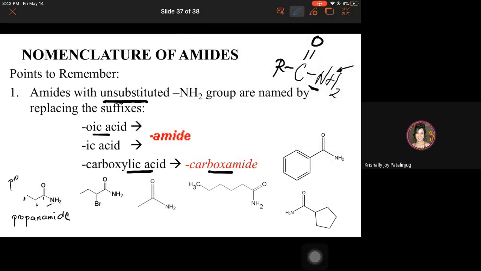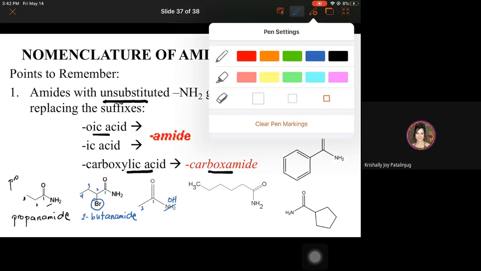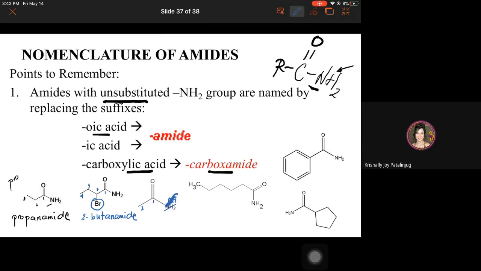Next is carbon 1, 2, 3, 4. This is butanoic acid, supposedly. Nga naay substituent sa carbon 2. So, 2-butan from oic acid, supposedly oic acid, change that to amide, butanamide. Alright? Next, carbon 1, 2. Ethanoic. Kung acid niya siya, carboxylic acid, ethanoic acid. But this is an amide naman. Okay? This is an amide. So this become ethanamide.